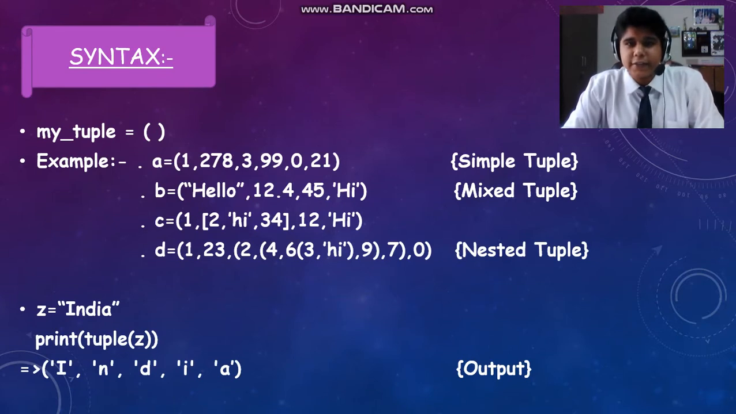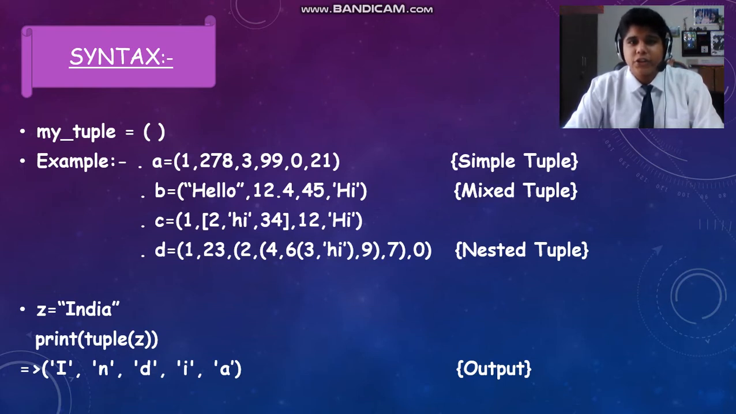Next we have the syntax. For example, a is equal to 1, 278, 3, 99, 0 and 21. It is an example of a simple tuple because all the elements inside this tuple are of a single data type, that is integer. The second example we have is a mixed tuple, in which we have included strings, list, float, etc.